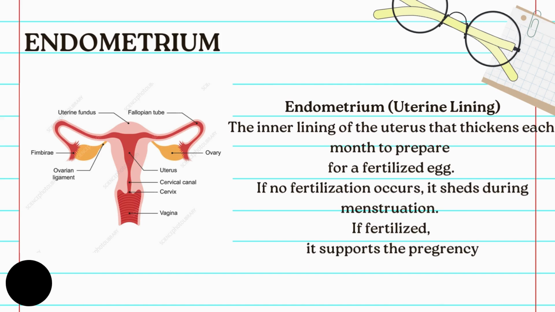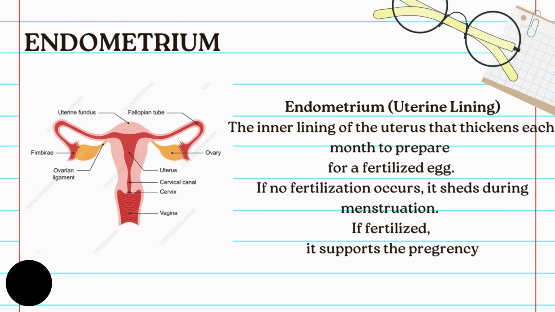And then we have the endometrium, or the uterine lining. That is the inner lining of your uterus. This area is the area that is going to carry your pregnancy. That's where your embryo is going to grow, where your baby is going to grow, and where you're going to carry your baby for the entire gestation or pregnancy.